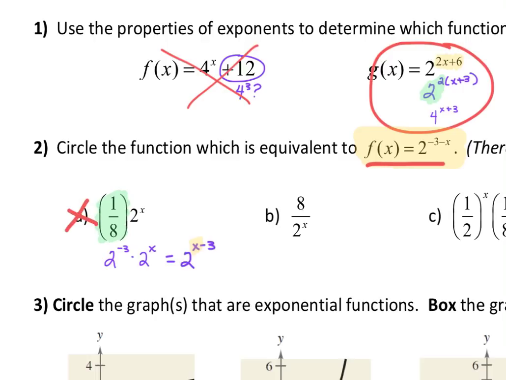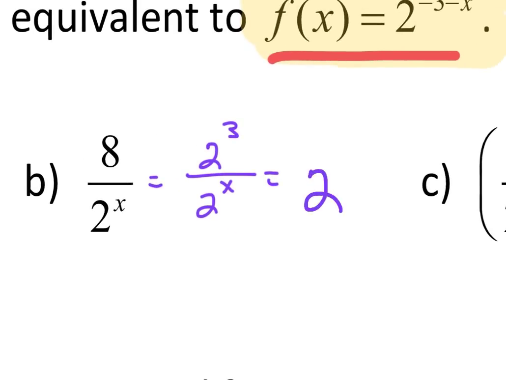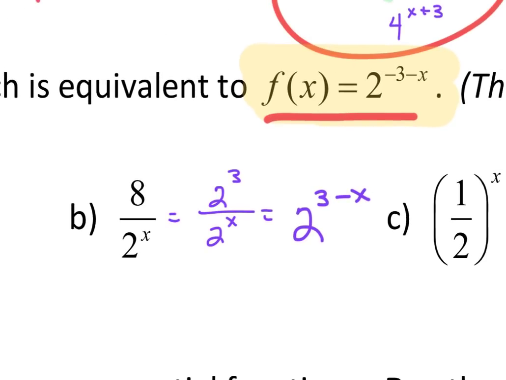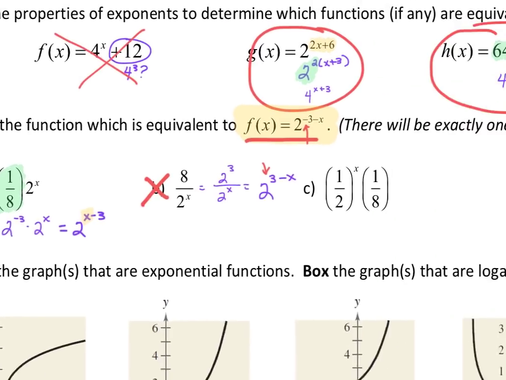Let's take a look at B. In B, we have 2 to the third over 2 to the x, and that's the same as 2 to the 3 minus x. And in this case, the 3 isn't negative, and there's no way to make it so and still keep the x negative. And so x and 3 would have different signs in letter B. And so B is also not our option.